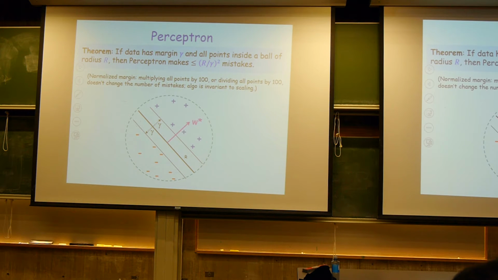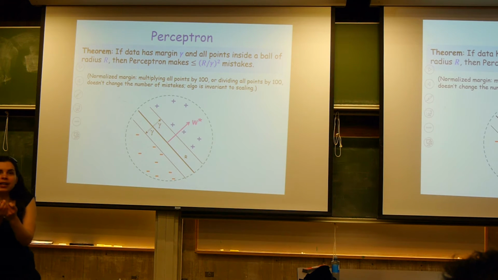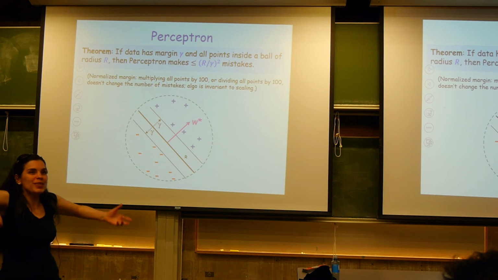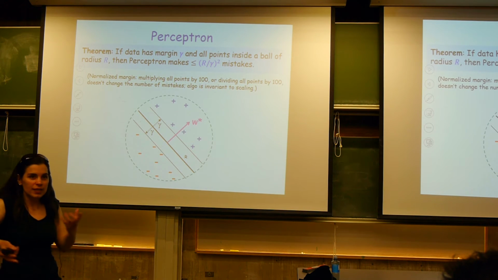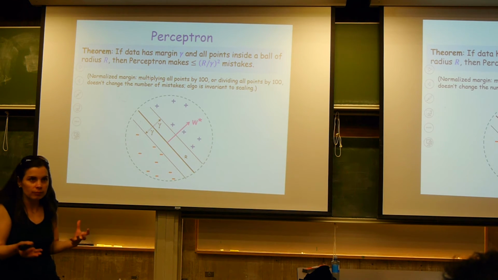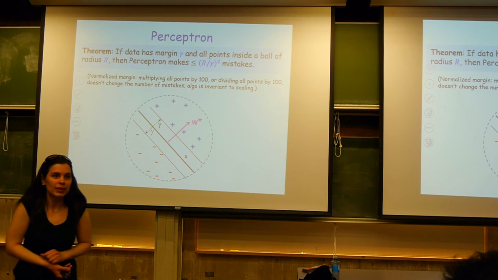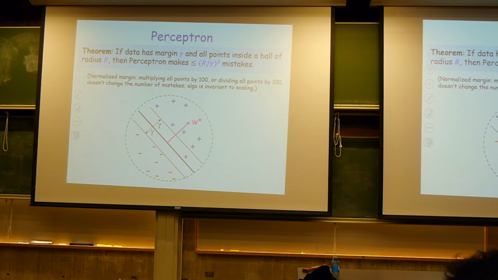Okay, and just a comment here, why do we have to have this R in the bound? Well, because you need to consider the normalized margin, right? You could always scale the examples and artificially increase the margin, but the number of mistakes should really be the same. So this makes everything scale invariant. It shouldn't matter if we use centimeters or meters or anything like that. So it's very natural to have it here in the bound.